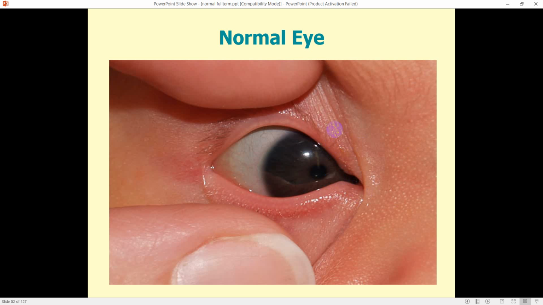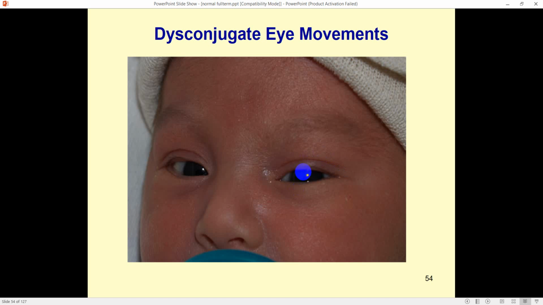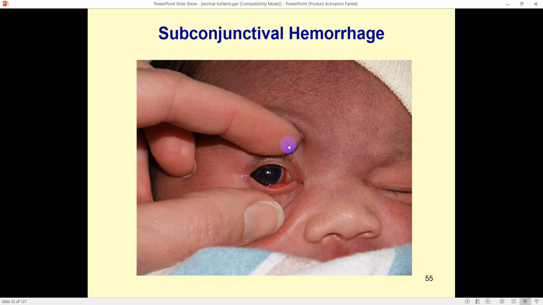This is normal eyes. This is a pupil, and this is conjunctiva. The palpebral fissure is normal. There is evidence of eyelid edema. This is obvious at birth, disappears within days. This is called disconjugate eye movements. Again, it is normal in the early period.